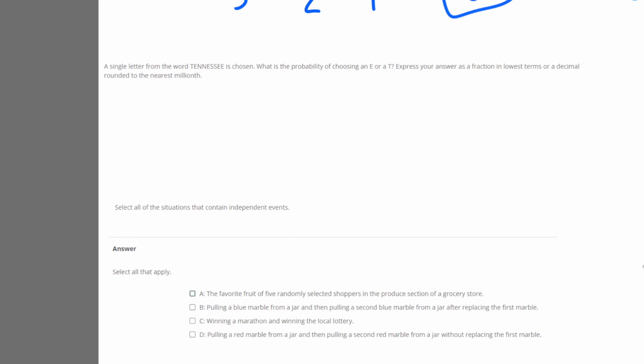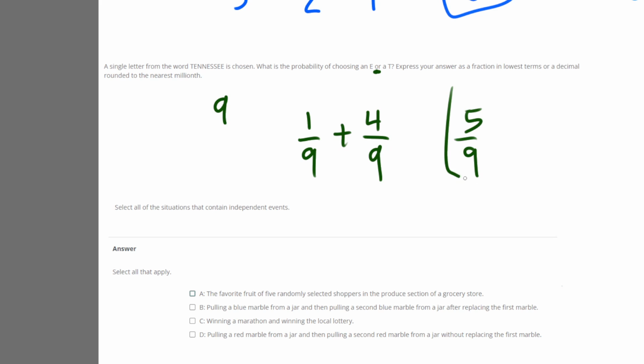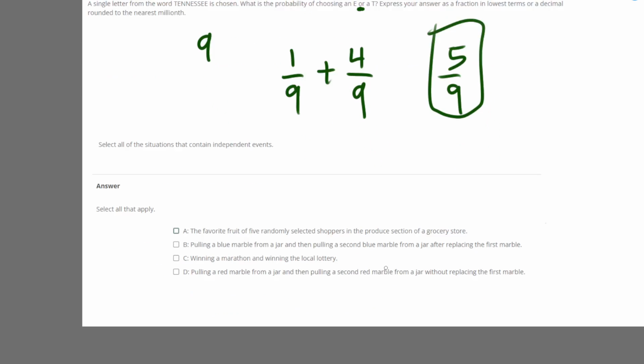Another example is, it's asking us to take a single letter from the word Tennessee, and it's asking for the probability of choosing an E or a T. So there's 9 letters in Tennessee, and there's 1 T, so 1 over 9, and there are 4 E's in the word. And it's saying or, so we can just add them together. There's a 5 out of 9 chance that you will pull an E or a T.